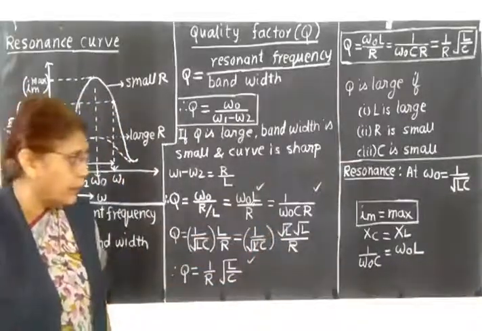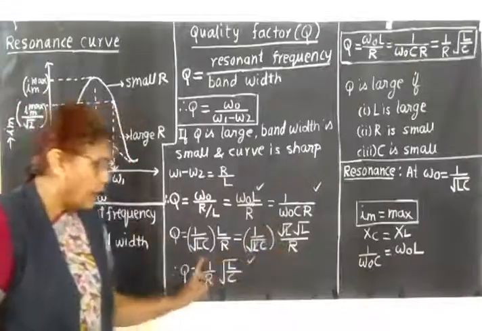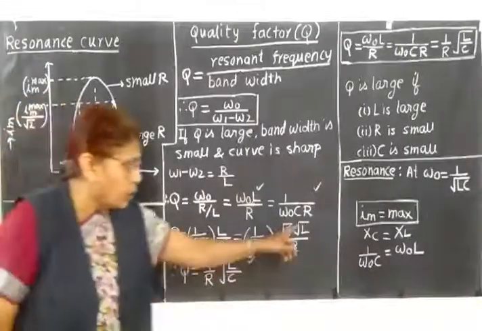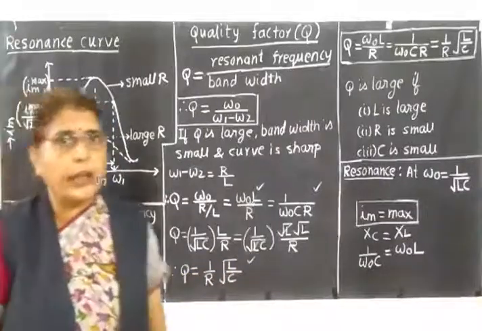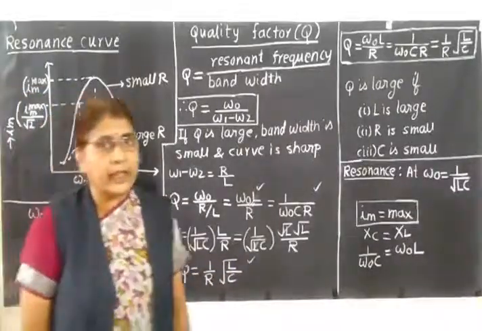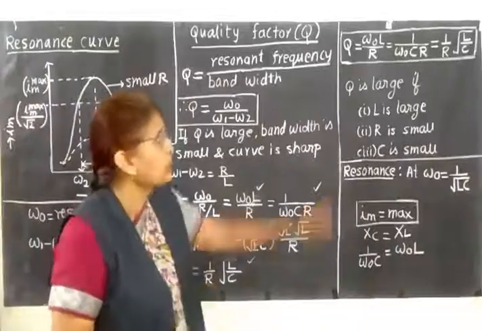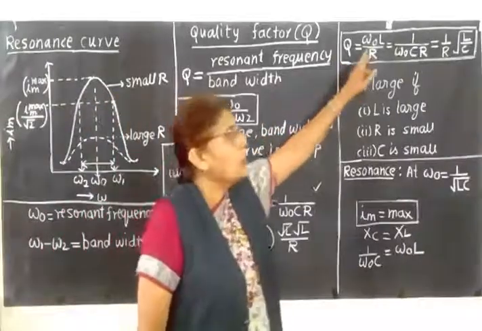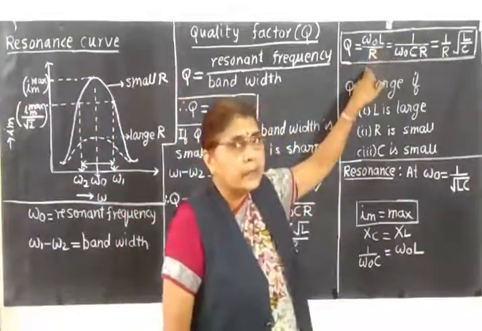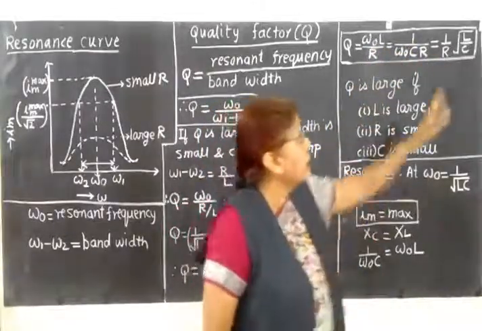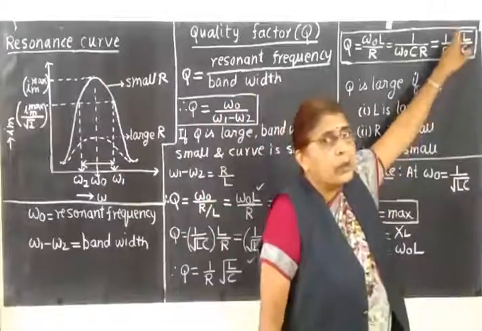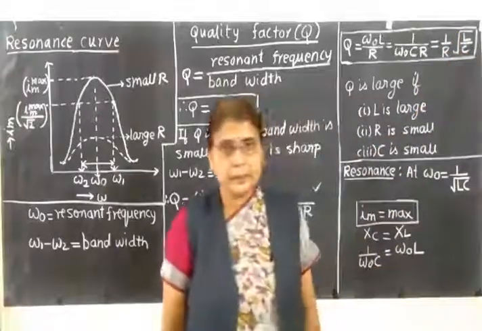So what are you left with? You are left with 1 upon R into root of L upon C. So this is yet another expression for the Q value. So we have got three expressions for the Q value. What are those? Q is equal to omega 0 L upon R. It is the same as 1 upon omega 0 C into R. It is the same as 1 upon R into root of L upon C.